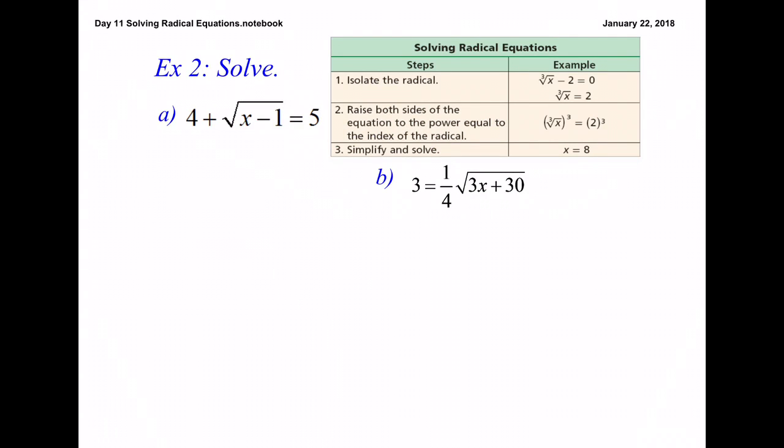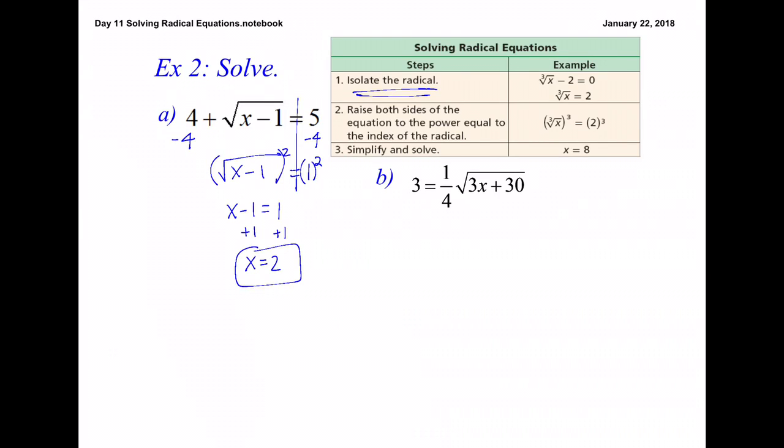Example number 2, the steps when we solve radical equations is we need to first isolate the radical. That means get everything away from it. So the inverse of a positive 4 is a negative 4, and we now have an isolated radical. Square root of x minus 1 is equal to 1. To undo a square root, we're going to square both sides, so we're left with x minus 1. 1 squared is 1. Move a negative 1 by adding it, and we get x is equal to 2.